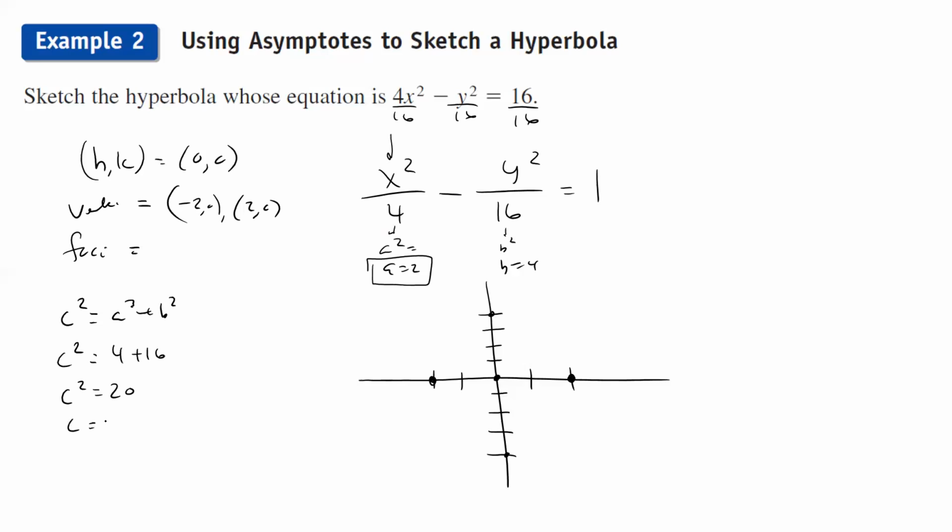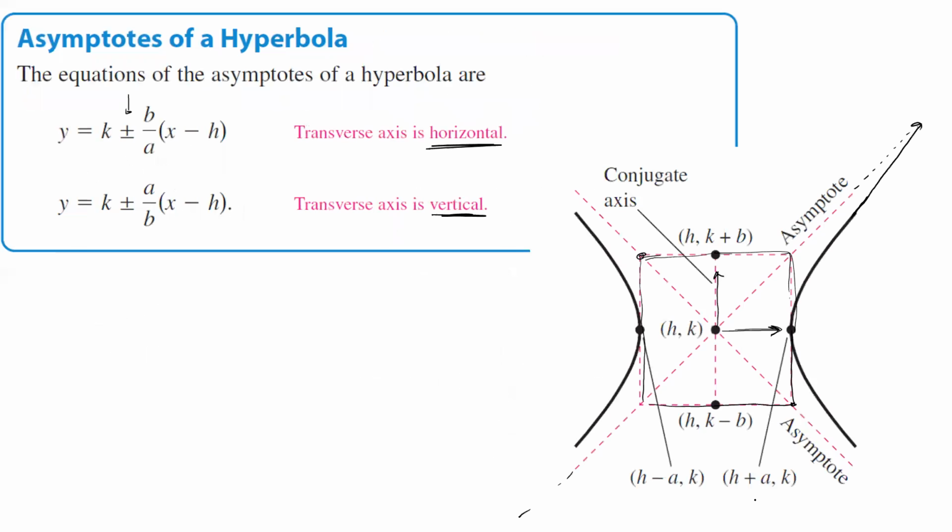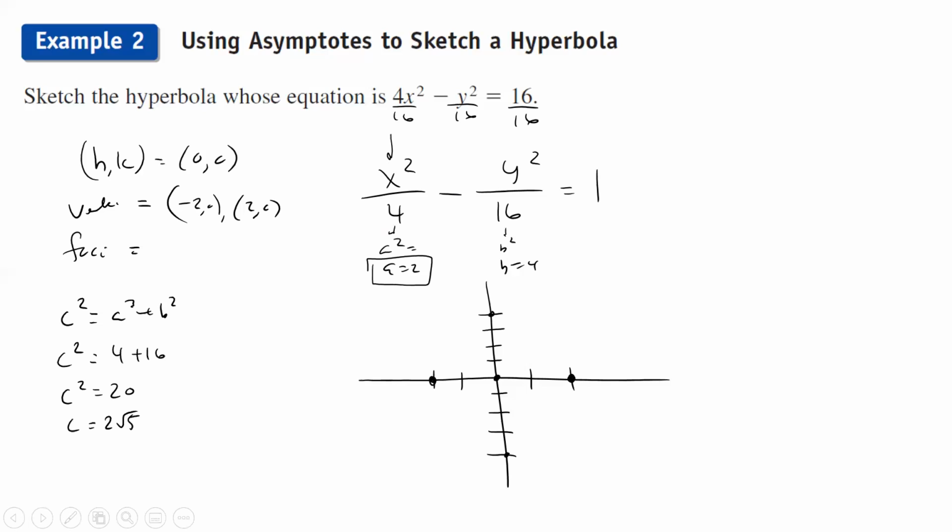And c value would be about 2√5, right? Anybody in your calculator, just real quick here, what's 2√5? 4.47. Okay, so about 4.5?